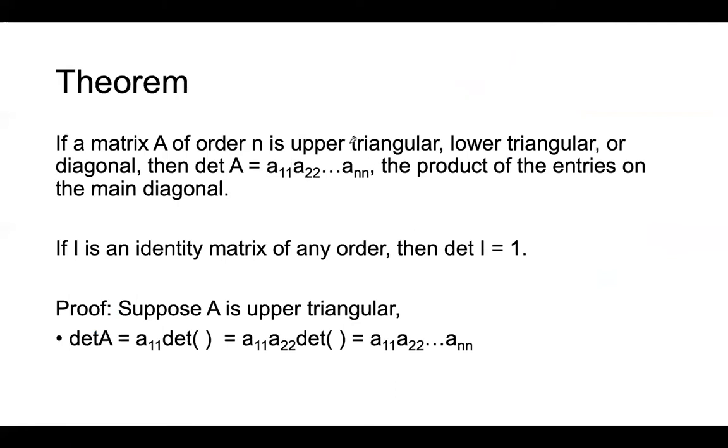Now, I was just reminding you. If a matrix A of order n is upper triangular, lower triangular, or diagonal, then the determinant is essentially the product of all the entries on that main diagonal.